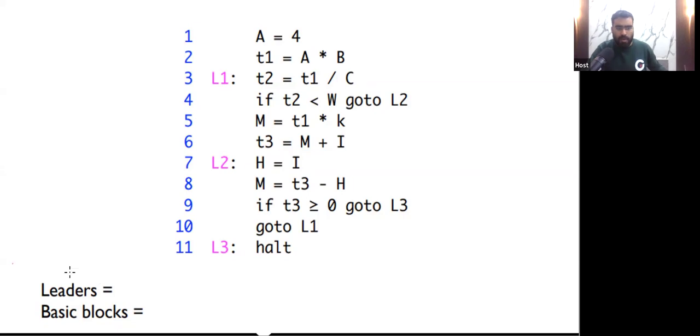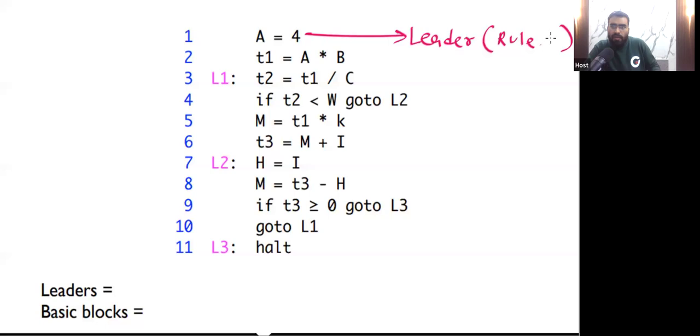So in this program, how many leaders are there? Very easily you can see the first instruction will always be a leader. Tell me why this is a leader, because of which rule? This is a leader because of rule number 1, because in the program, the first instruction will be a leader.